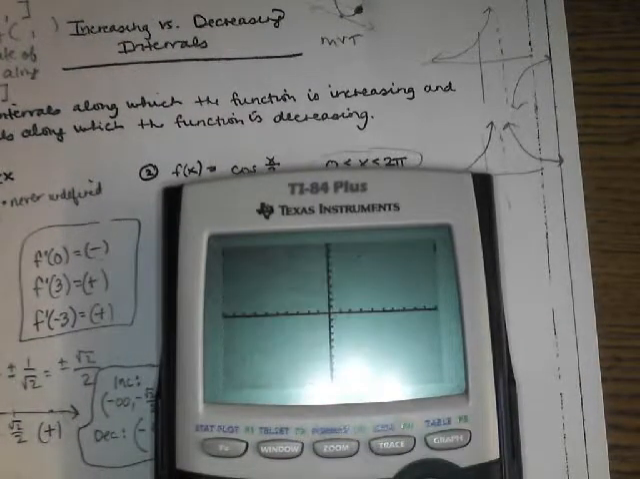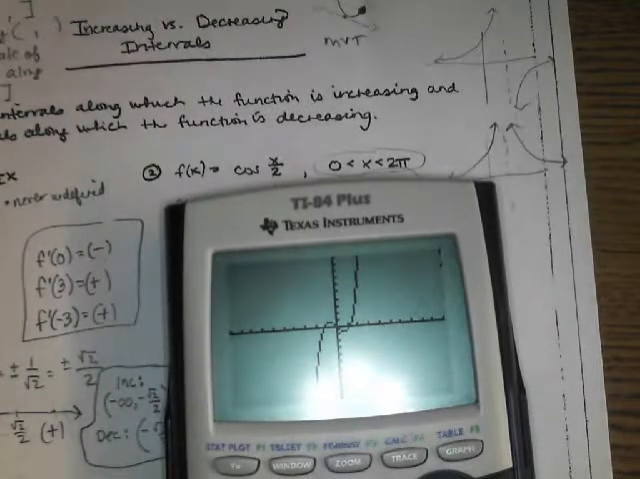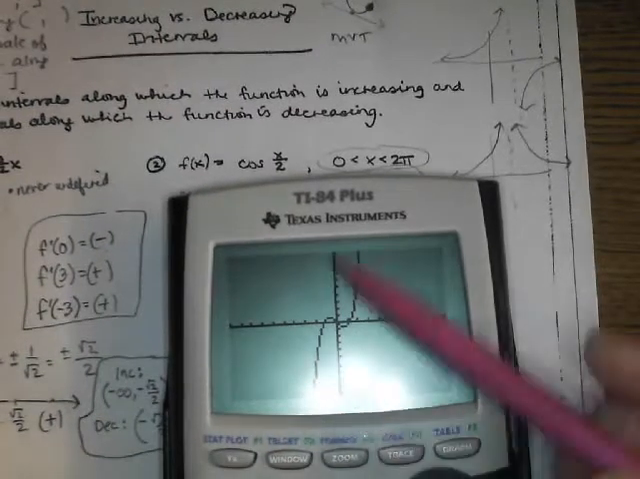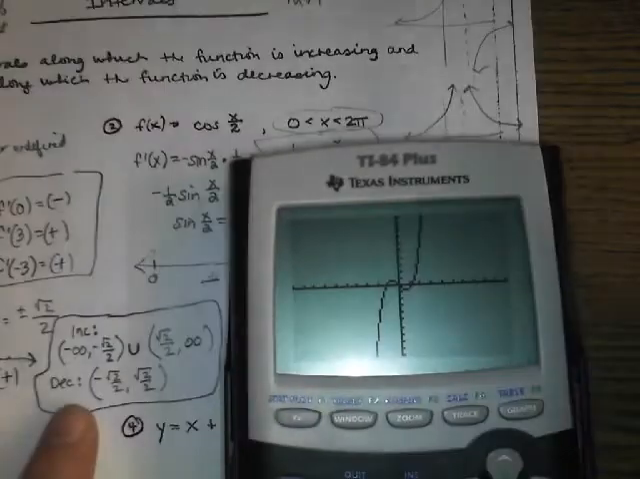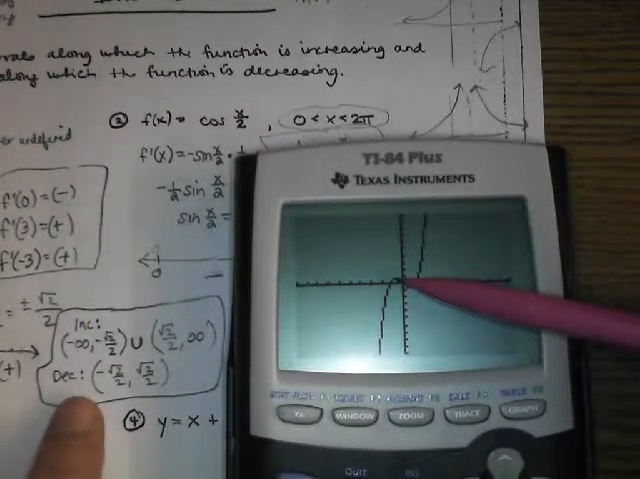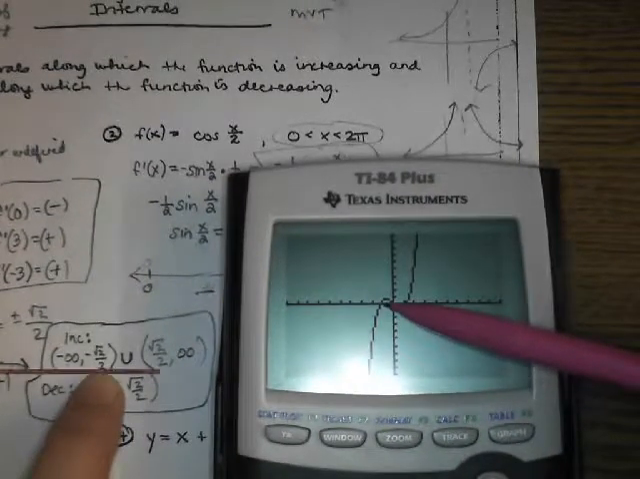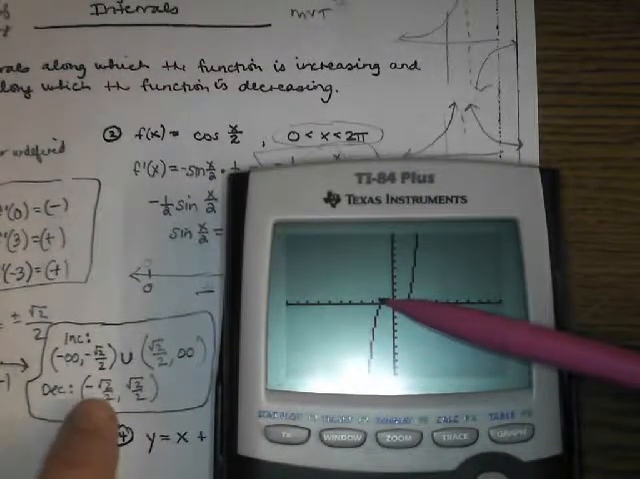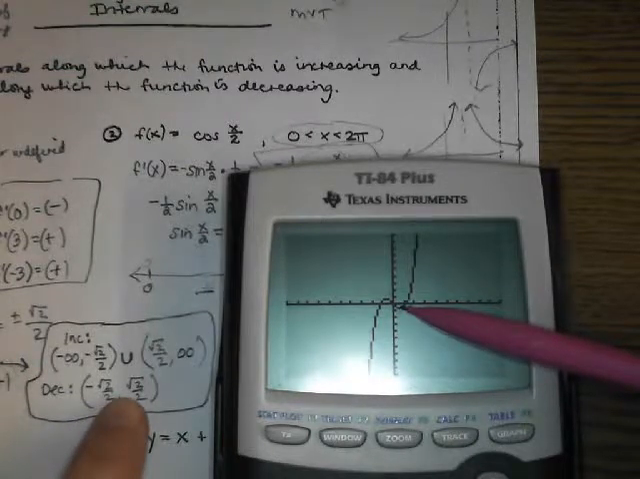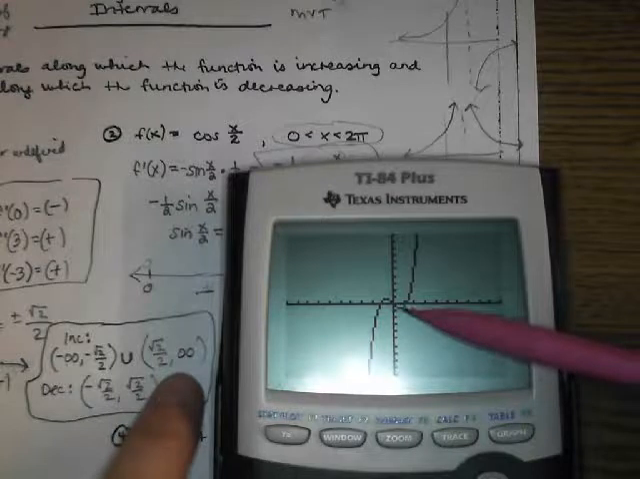Okay? It's increasing from negative infinity up until some value that's hard to tell, but we can kind of see that it's negative something. Negative root 2 over 2, obviously. And then it starts decreasing from that negative root 2 over 2 to positive root 2 over 2. And then it starts increasing again from root 2 over 2 to infinity. Good? Any questions there?